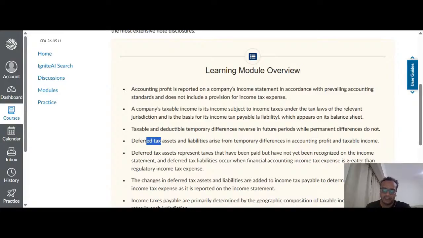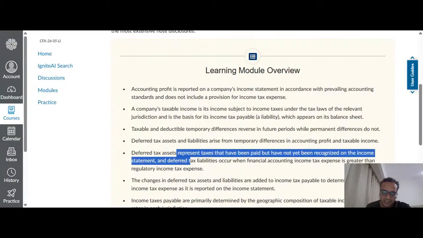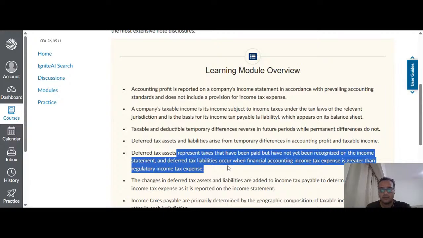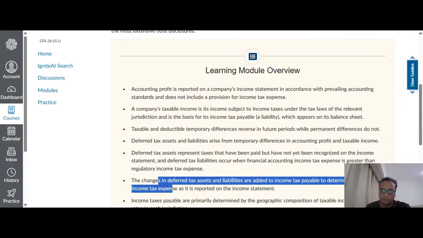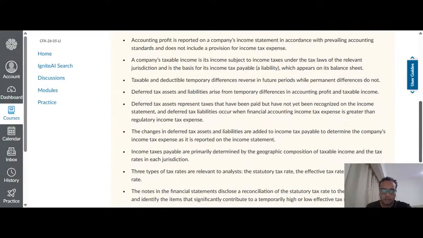Deferred tax assets and liabilities arise from temporary differences in accounting profit. Deferred tax assets represent taxes which have been paid but have not yet been recognized on the income statement, and deferred tax liabilities occur when the financial accounting income tax expense is greater than the regulatory income tax expense. You have already provided for a liability that would be paid in future. The changes in deferred tax assets and liabilities are added to your income tax payable to determine the company's income tax expense, which is the item after your profit before tax.